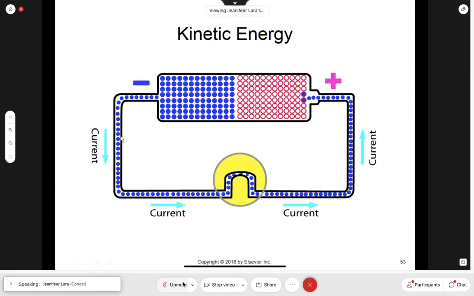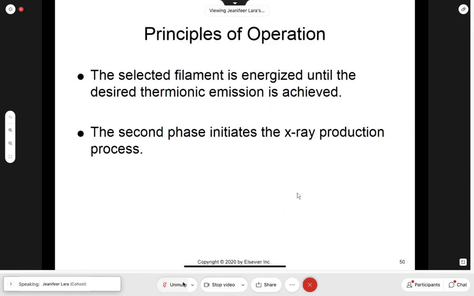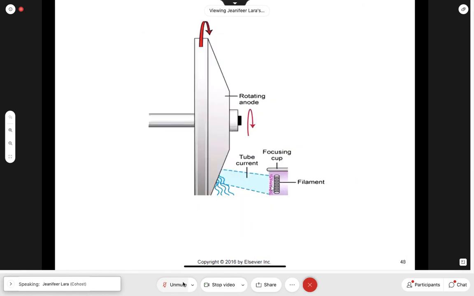To get the negative to reach the positive, there has to be flow, or current. That is called tube current. The electrons are flowing over from the cathode to the anode. How do we get them to flow to the anode? Two ways. We repulse them as well as attract them. And this is going to be considered that potential difference.